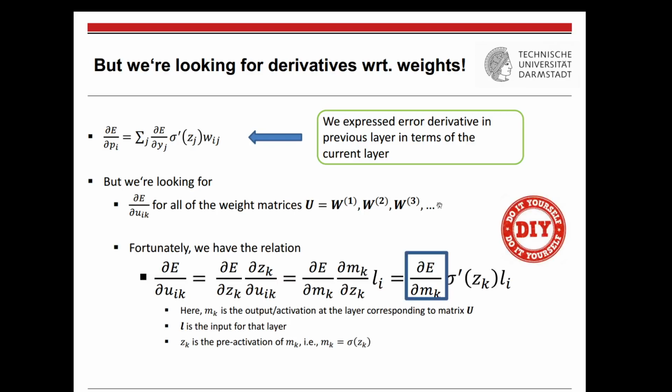However, fortunately, we have the following relation. dE by dUik is given by the derivative dE by dMk, multiplied by sigma prime Zk, multiplied by Li. And what are these terms now? Well, dE by dMk, that is one of the quantities that we have recursively computed up here, right? That's one of those quantities. Sigma prime, this is just the derivative of the activation function. Zk, this is some pre-activation. This is the pre-activation of Mk. And Li, this is the input for that layer. Like L takes the role of P previously.